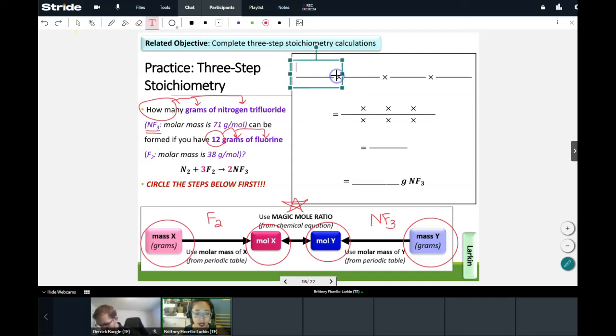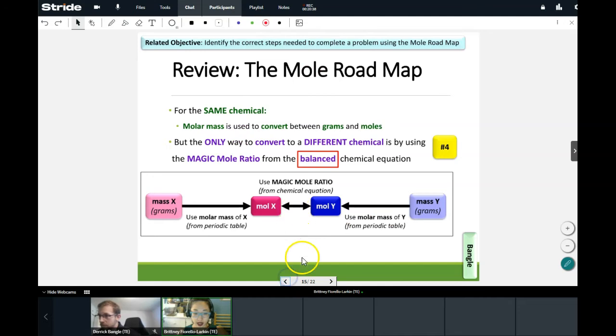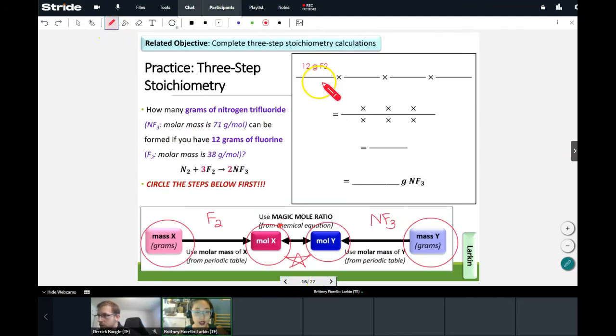Let's do this. So in here, I'm starting off with 12 grams of F2. Put it over what number in order to turn it into a fraction? Tell me in the chat. What number do I need to put it over to turn it into a fraction? Anything over 1 is still itself, so great.